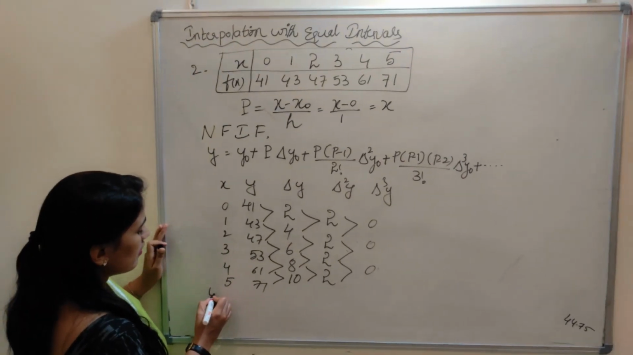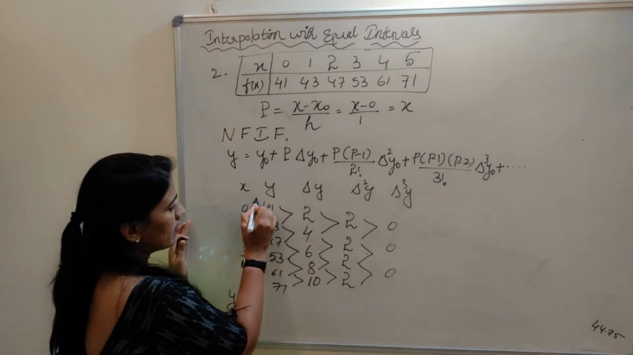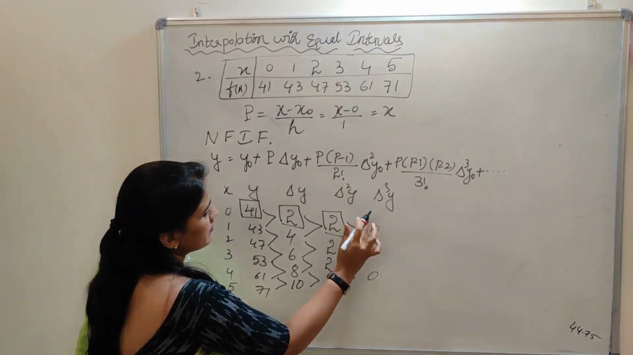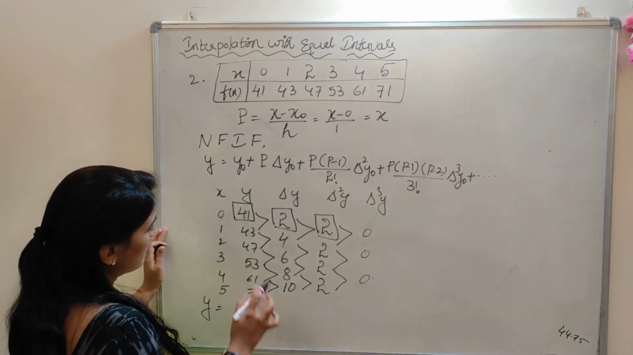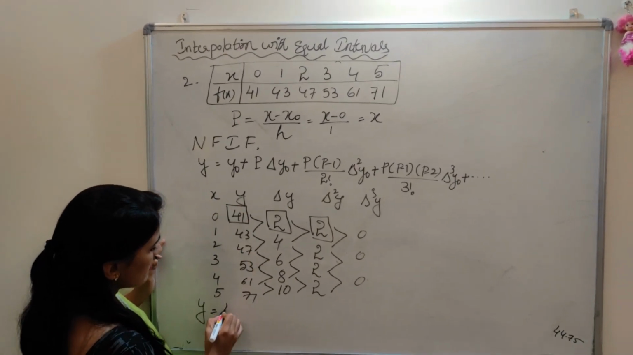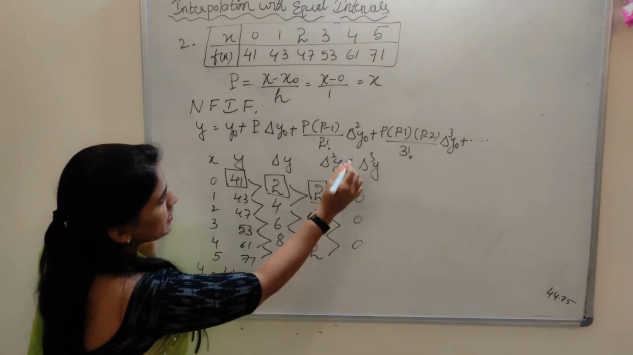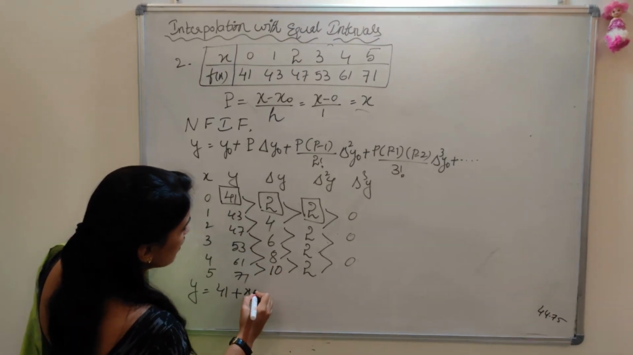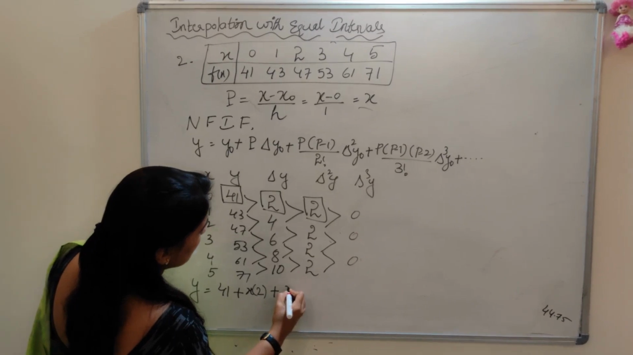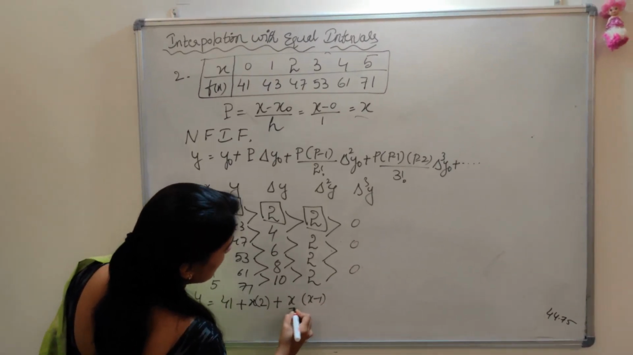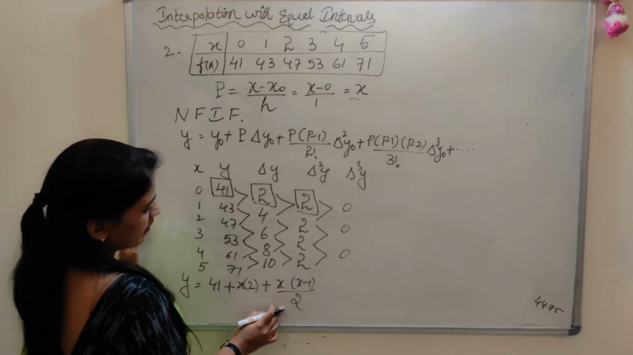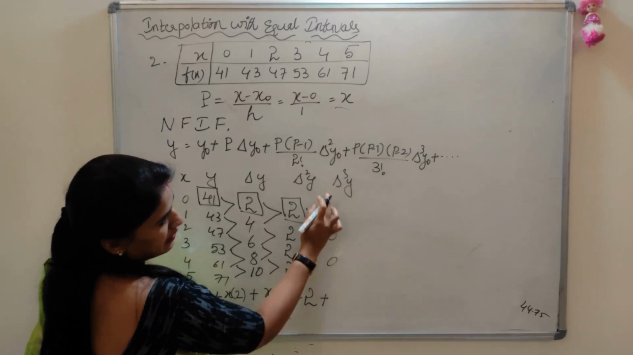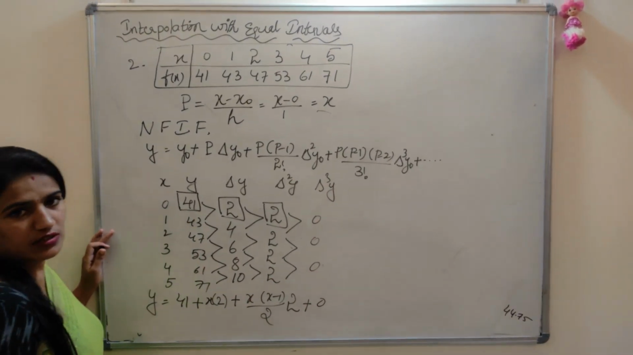So I'll substitute now. y is equal to y naught. Already I'm using forward interpolation, so we should take the leading terms. In the first difference, these are the leading terms. So y is equal to y naught, y naught is 41, plus p is x, so x into delta y naught. Delta y naught is 2, plus p, x into x minus 1 by 2 factorial, 2 factorial means 2, into delta square y, delta square y is 2, plus again the third difference, delta cube y, is 0. So understood, it is the last term.